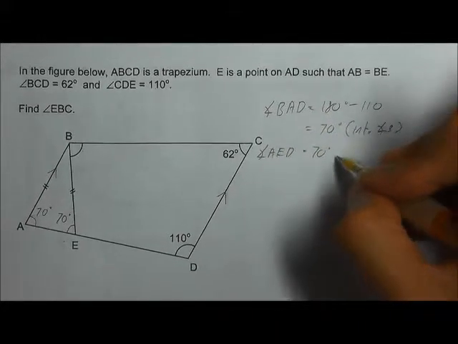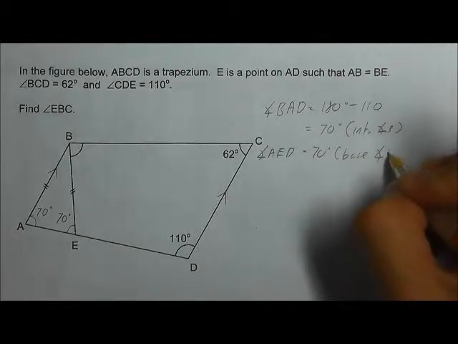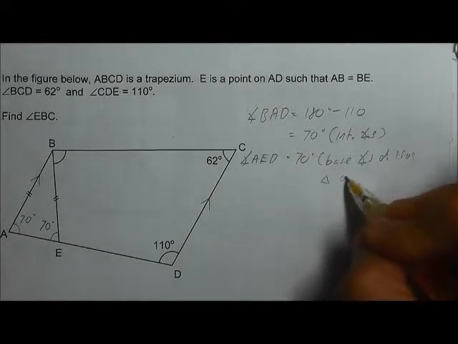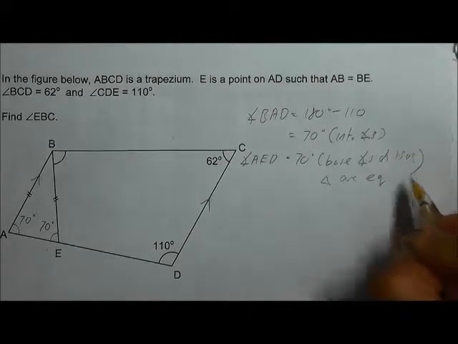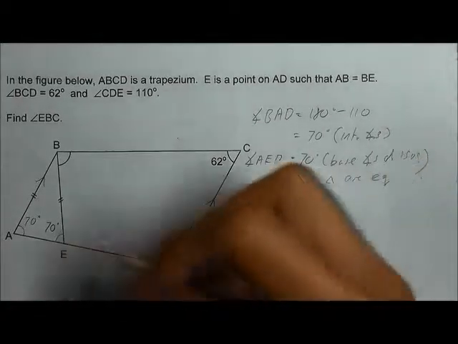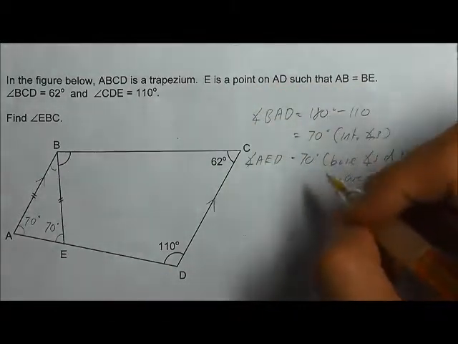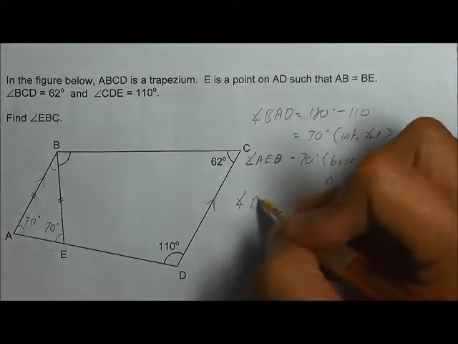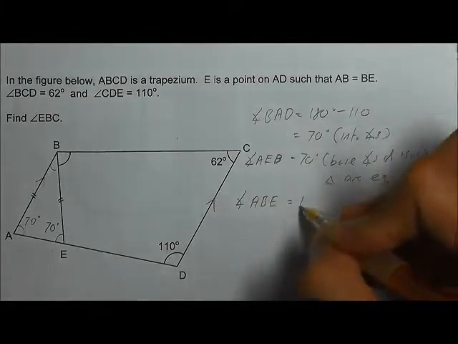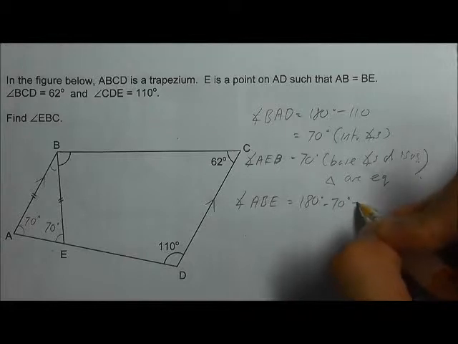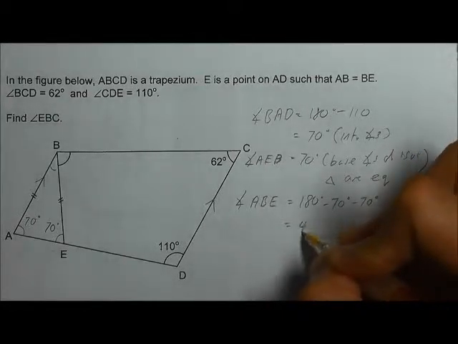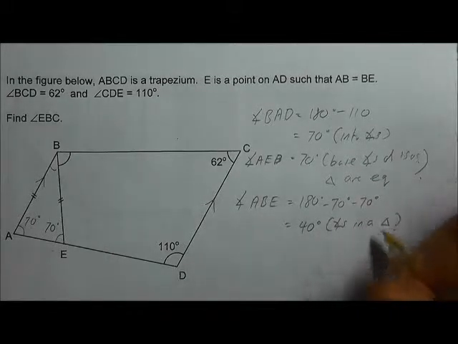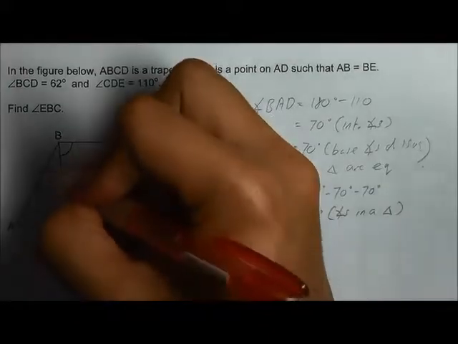That is due to base angles of isosceles triangles being equal. Okay, next we can find out what this angle, angle ABE, is. It will be just 180 degrees minus 70 minus 70. That will give us 40 degrees due to angles in a triangle. Okay, so this is 40.